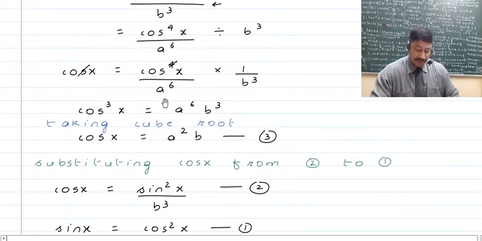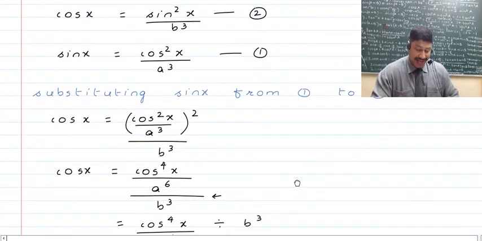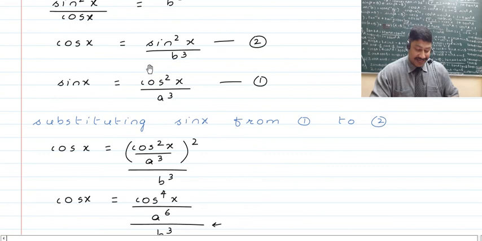Now further, this a raised to the power 6 times b cube is cross multiplied to the other side. Now when you take the cube root of both the sides, it becomes cos x is equal to a square b. Now when you substitute the value of cos x from the second equation to the first equation which you earlier had, right? Now the second equation has cos x to be sine square x upon b cube.